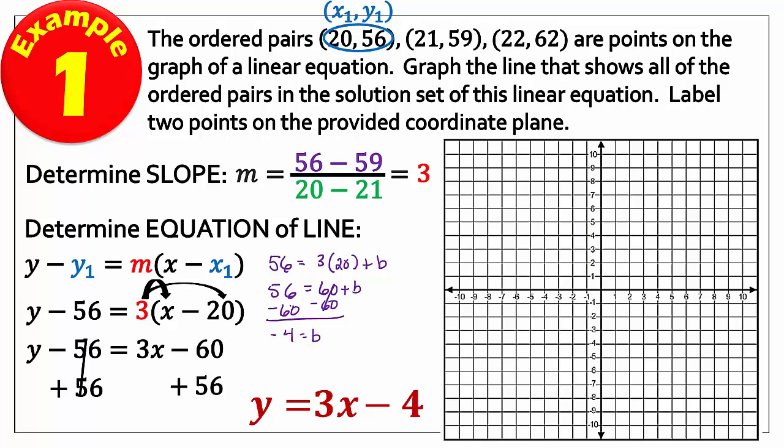So this is just a different way of doing this. It kind of saves you a step. It might be a little more confusing because there's a little more room for error with the distribution. So it's up to you which one you want to do. But either way, we arrive at the same equation. So we've satisfied that part of it.